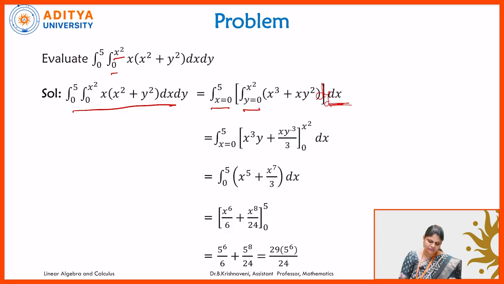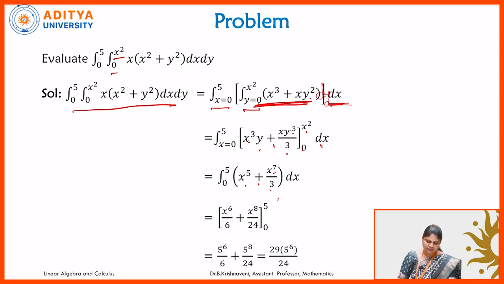Integral x equals 0 to 5. Now integrate the inner integration with respect to y. x is constant here: x³ times integral dy is y, plus x times y² integration is y³ by 3, and the y limits are from 0 to x², dx, which is equal to the integral from 0 to 5. Substituting the upper limit y equals x²: x³ into x² is x⁵, plus x into (x²)² is x⁴, so x⁷ by 3.